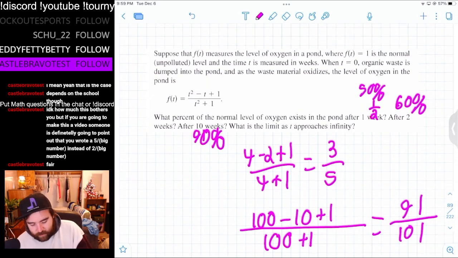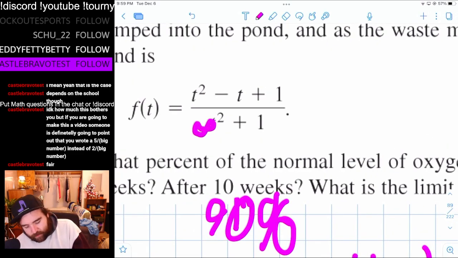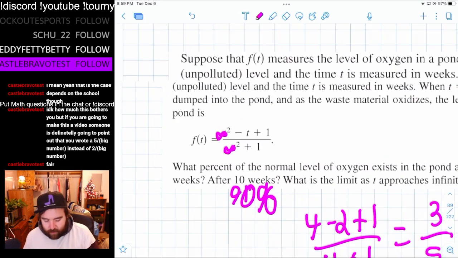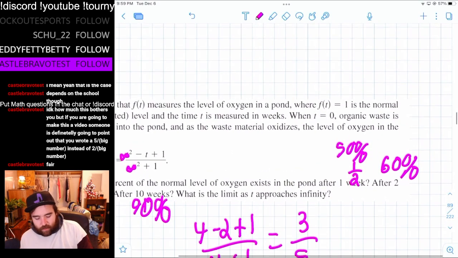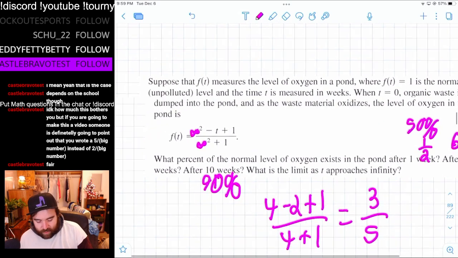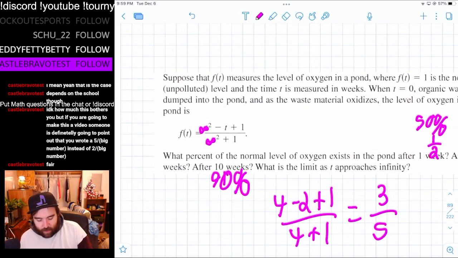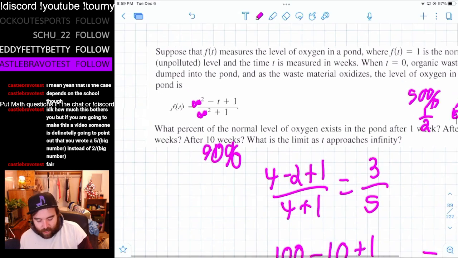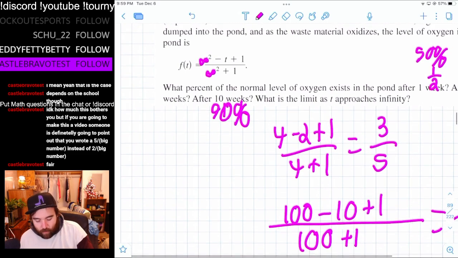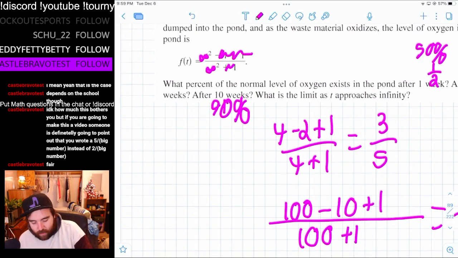And then as t approaches infinity, well, yeah, that's all the tricks we just did. So that's as time goes on. That's what you should be picturing here: the normal level is 1. It starts out at 1, but then organic waste is dumped in, so it quickly drops down. But as time eventually goes on, it's going to level out to be 1 again, because all of these are not going to matter.